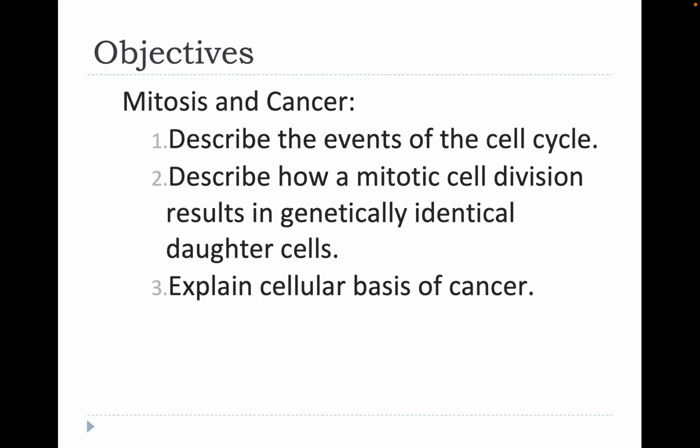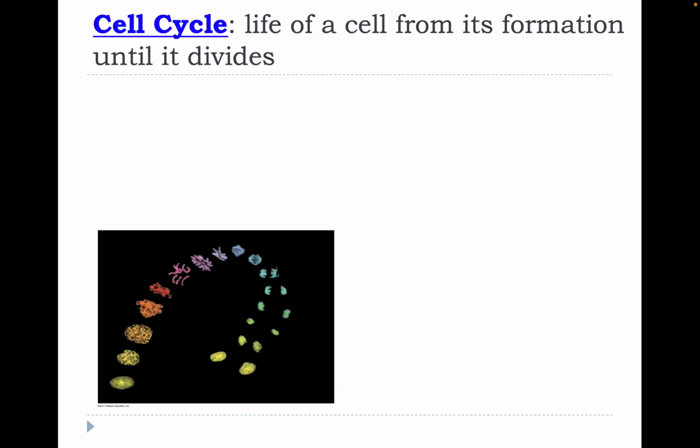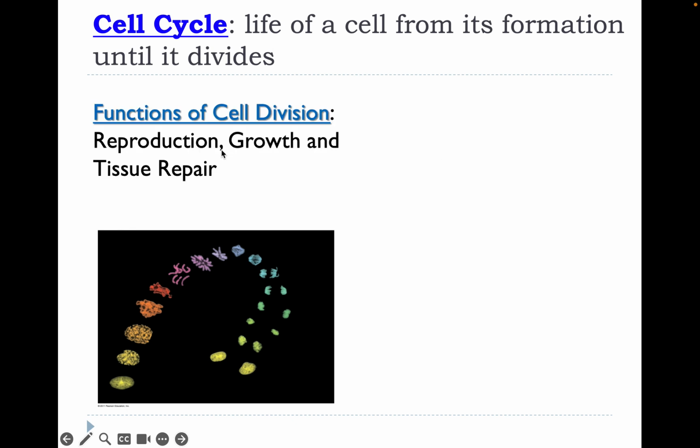So our objectives for this lecture are to describe the events of the cell cycle, describe how mitotic cell division results in genetically identical daughter cells, and explain the cellular basis of cancer. So the cell cycle is the life of a cell from its formation until it divides. The function of cell division, or why do cells divide at all, is to reproduce, to grow, and also to repair tissues.